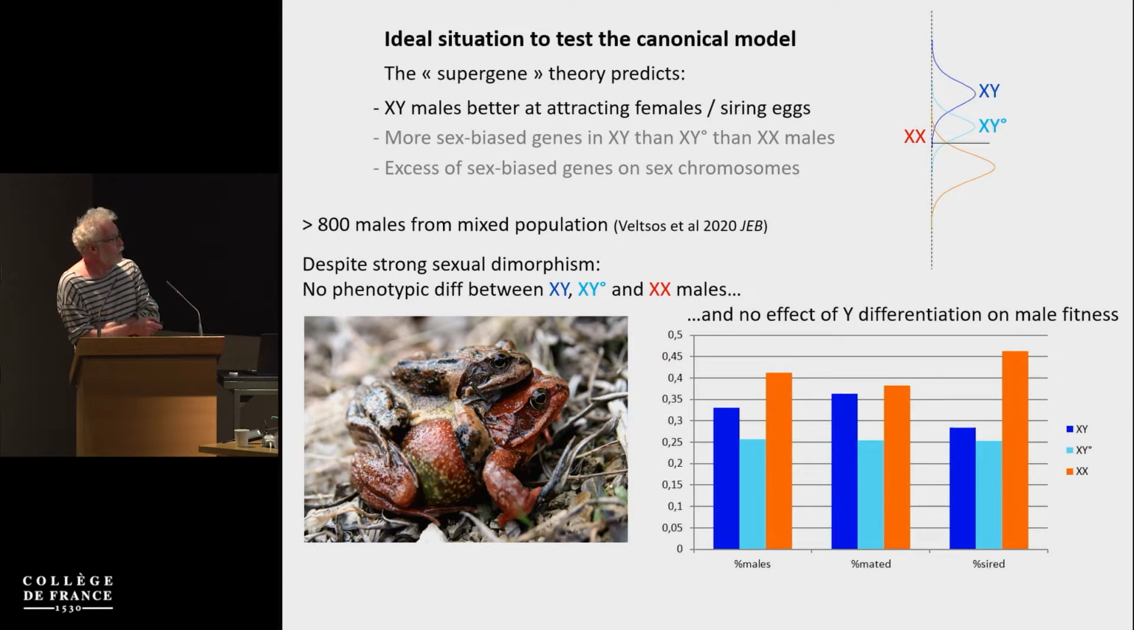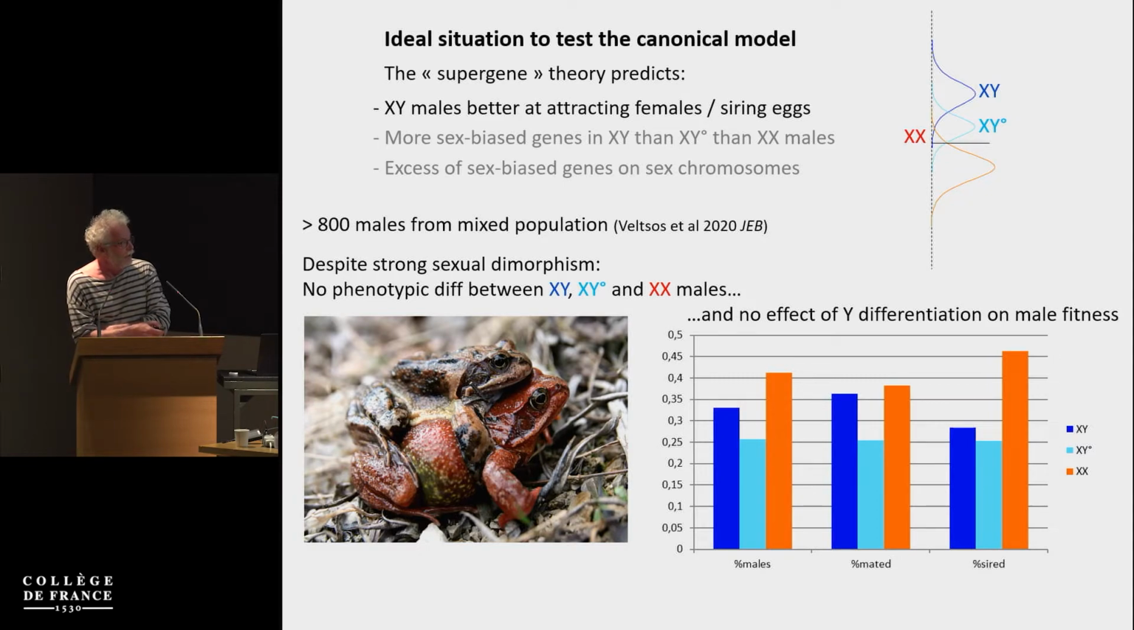These were the proportions of the different males we had in this population: the proportion of XY males, XY naught, and XX males. So this is the observed proportion. And these were the males that were successful in mating with a partner. And the proportion basically is random. There is no statistical difference between this distribution and this one. So an XY male was not more likely to mate successfully with a female than an XX male.